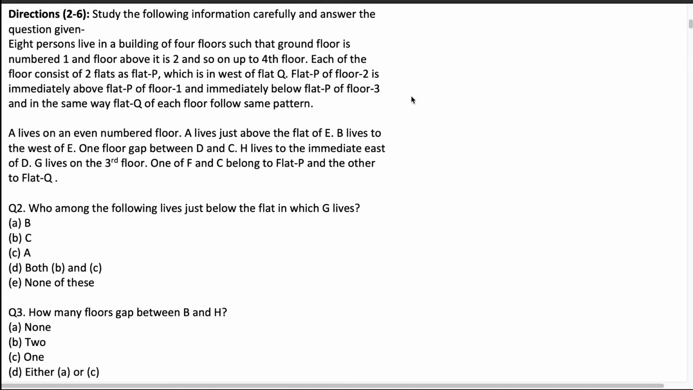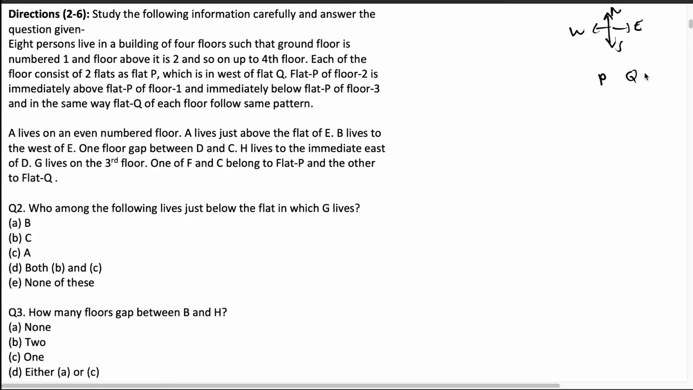Each person lives in a building of 4 floors such that the ground floor is numbered 1 and the floor above it is 2 and so on up to the 4th floor. Each of the floors consists of 2 flats, flat P which is in the west of flat Q. So whenever you come across directions, you take the directions as north, south, east and west. So here flat P is in the west of flat Q, which means P will be to the left of your screen and Q will be to the right of your screen.